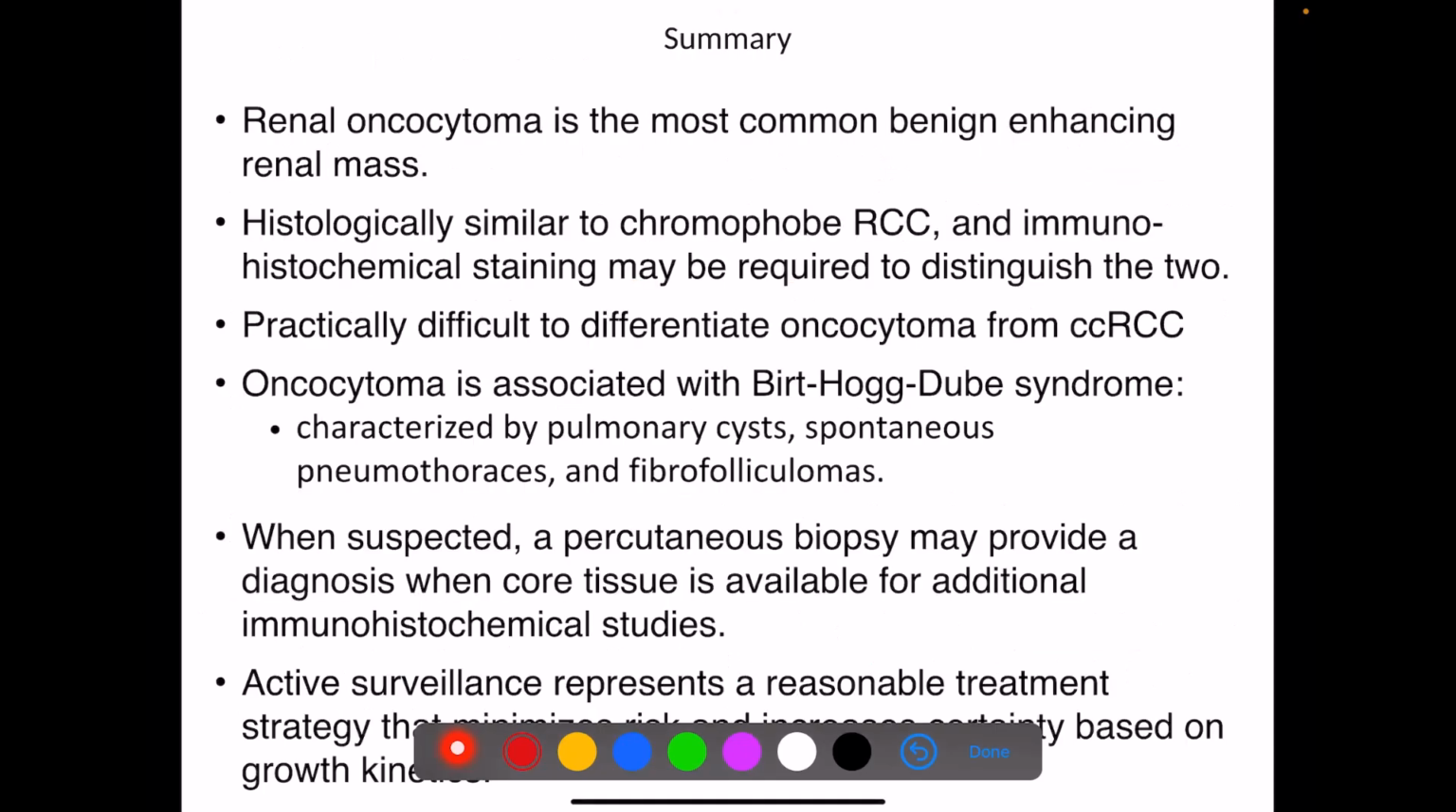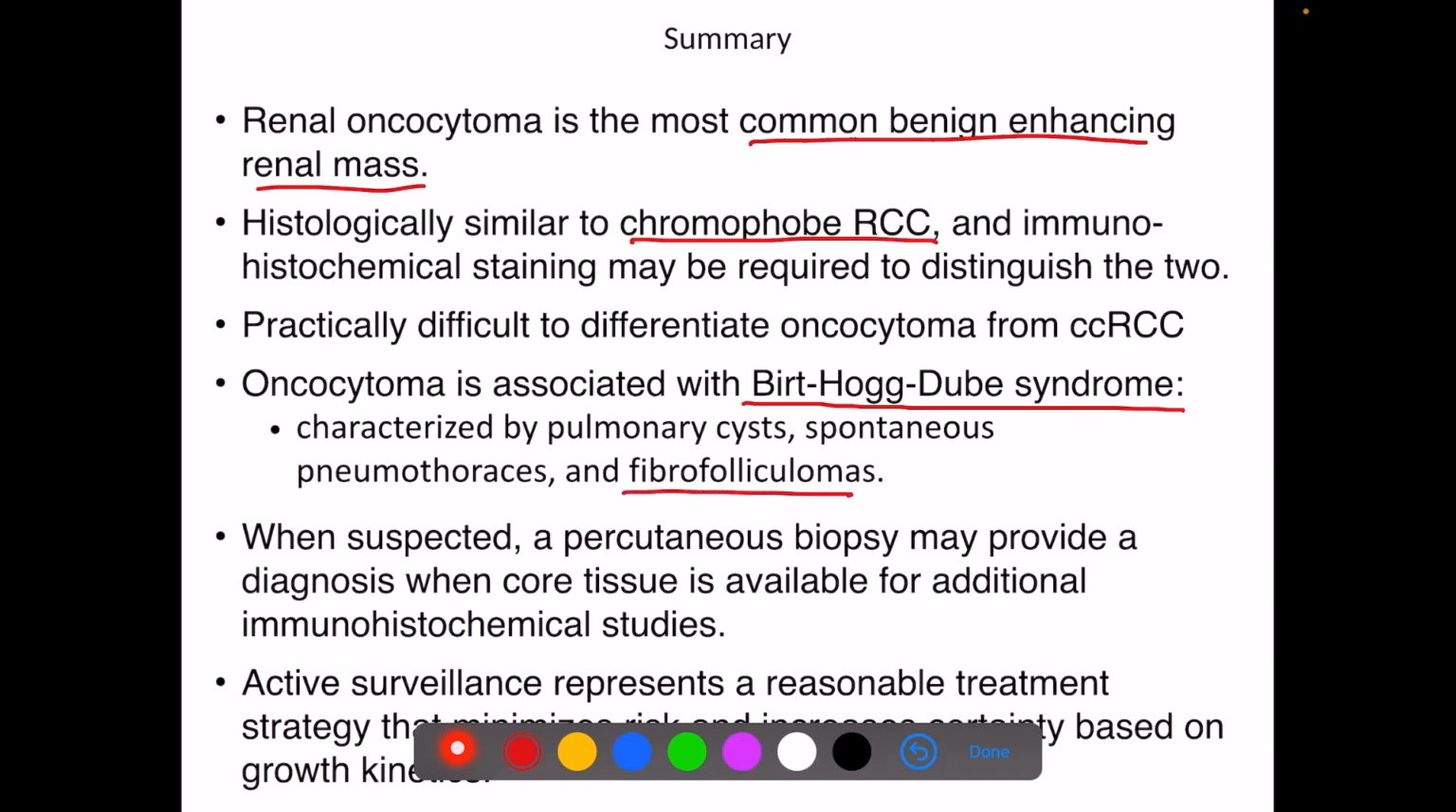Coming to the summary of my topic, renal oncocytoma is the most common benign enhancing renal mass. It is histologically similar to chromophobe RCC, and immunohistochemical staining may be required to distinguish between the two. Practically, it is difficult to differentiate oncocytoma from clear cell RCC, and oncocytoma is associated with Birt-Hogg-Dubé syndrome, which is characterized by pulmonary cysts, spontaneous pneumothorax, and fibrofolliculomas.